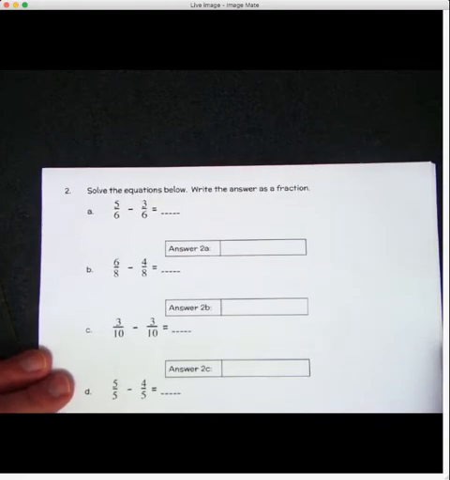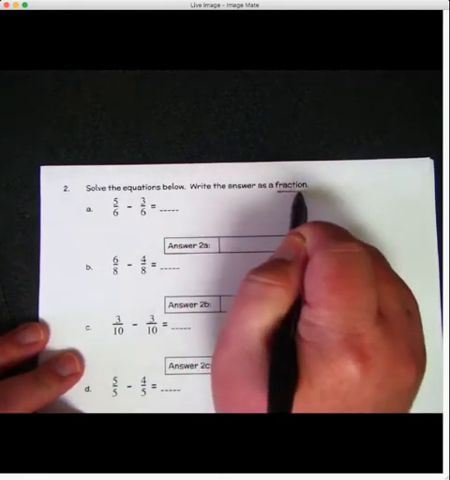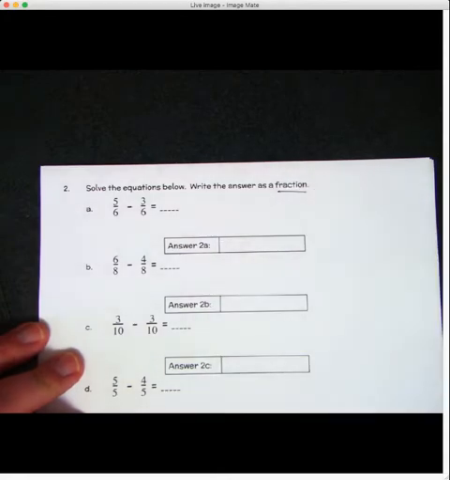Now this time on part 2, the directions say write the answer as a fraction. It does not say write it in unit form. It says now write it as a fraction. You're going to have to pay attention to the directions on your homework today and write it in the form it tells you to write it. Or again, I'm not going to count it right if you don't.